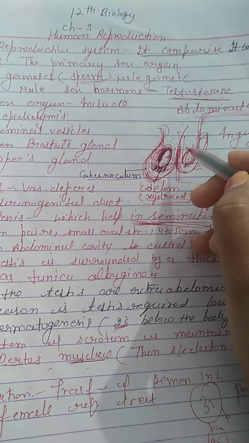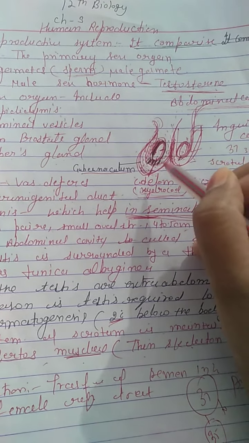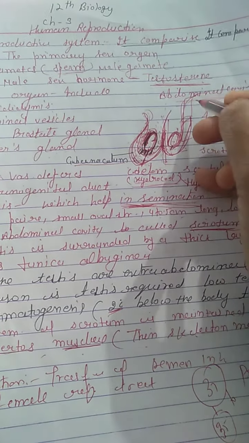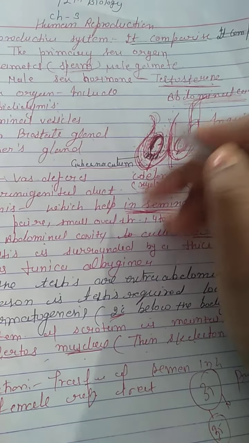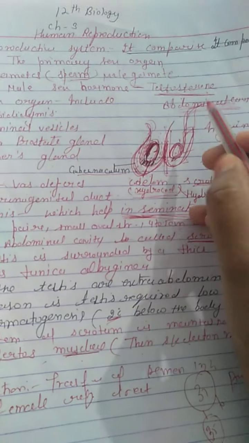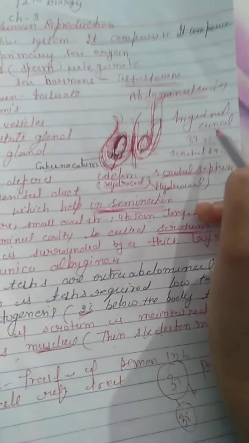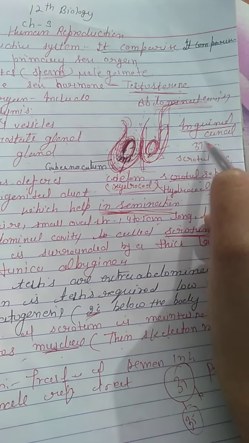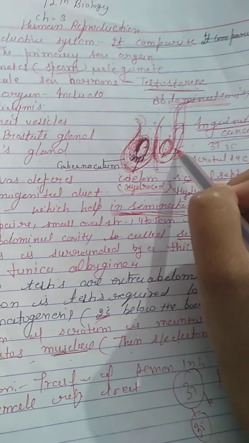Now the testes are attached to the abdominal cavity, okay? This is called the abdominal cavity, and testes are present below the abdominal cavity. So they are attached to the abdominal cavity by the inguinal canal.